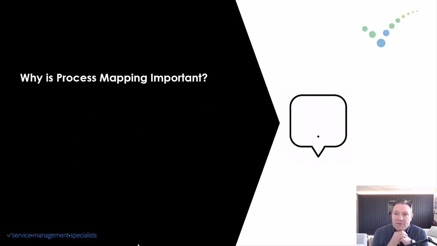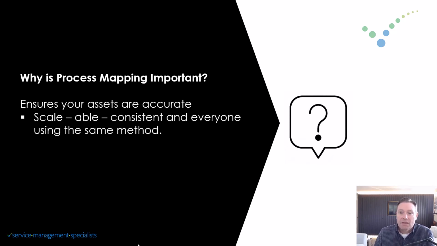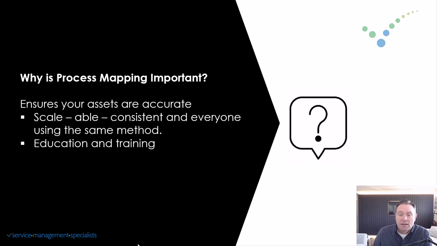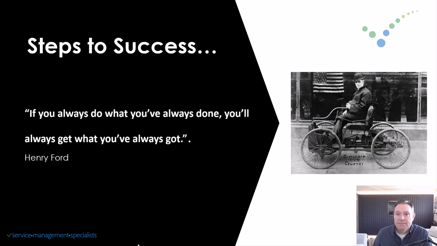But why is process mapping important? Well, it ensures that assets are accurate, scalable, consistent, and everyone's using the same method. It provides education and training, and also helps with audit and compliance. These are just a few things to consider. Steps to success. If you've always done what you've always done, you'll always get what you've always got. And this is really important to ensure that at least we understand why we're doing a process improvement.